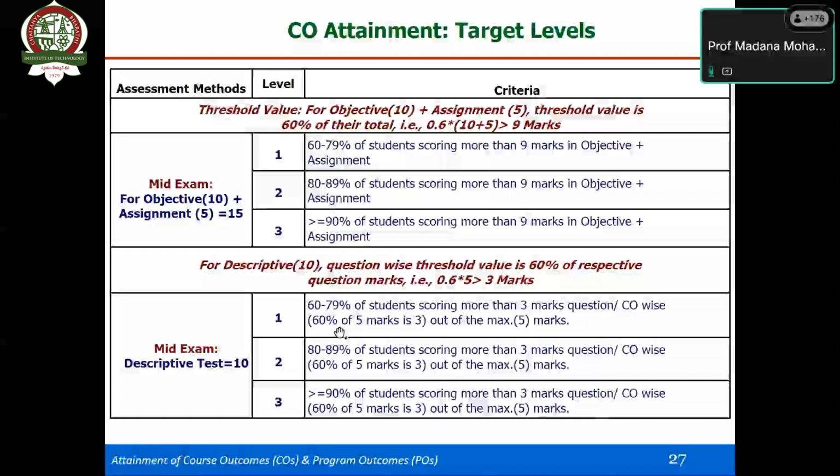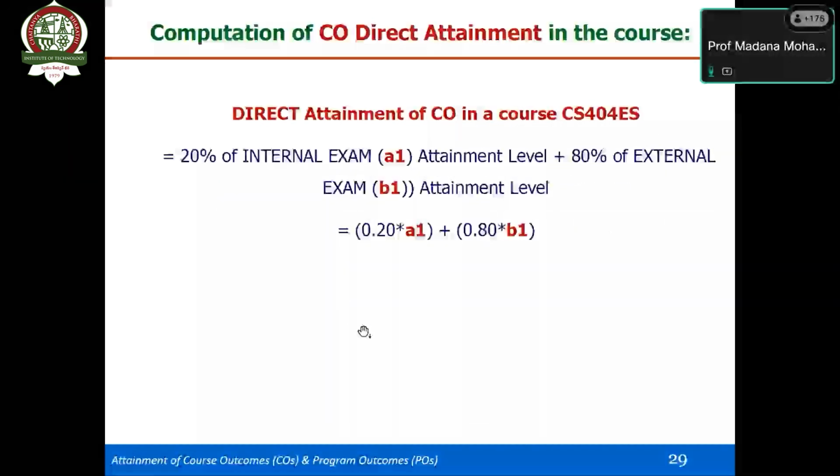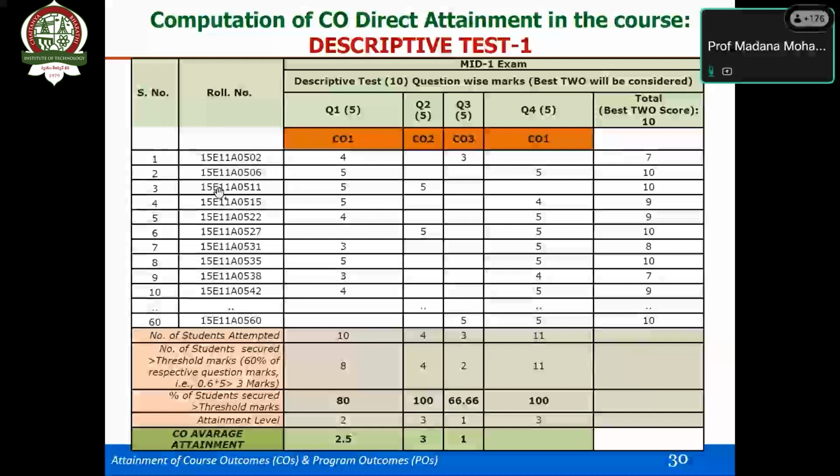Okay, this is the mid-exam descriptive test target level. Now come to that mark sheet. Here you can see all the 60 students' marks; I have added only samples. So how many students attempted question 1? Out of 60 in a class, only 10 students attempted. Question 2, 4 students only. Question 3, 3 students only, and so on.